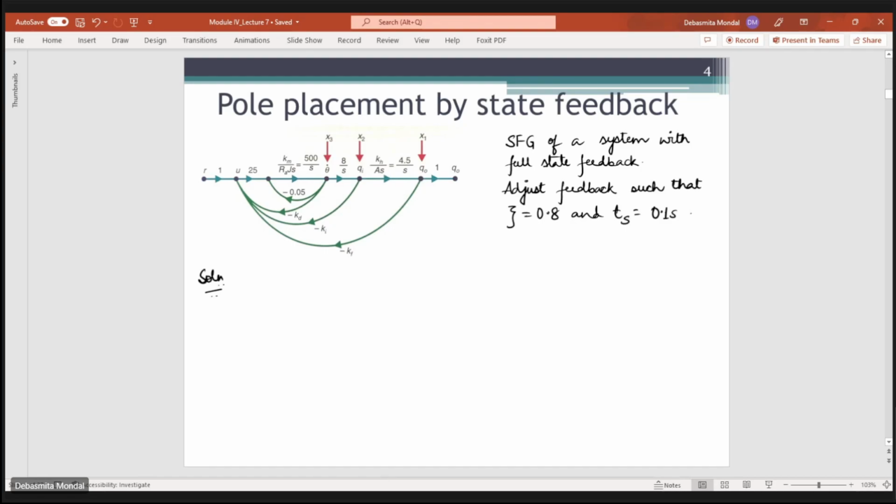So how to proceed with this kind of problem? First of all, since the signal flow graph is given, you can find out the overall gain of the system.